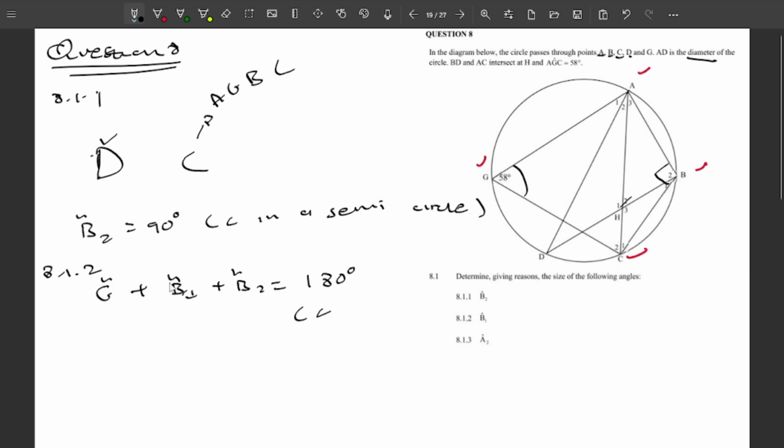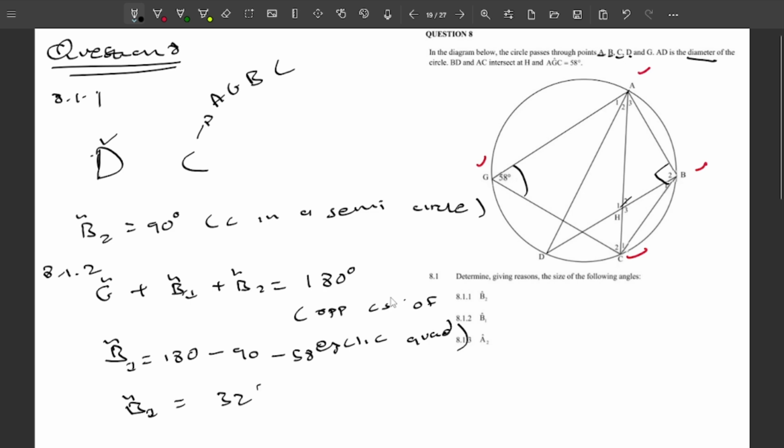The reason is opposite angles of a cyclic quad. I know my handwriting is so bad. Then we're going to say angle B1 is equal to 180 degrees minus 90 minus 58 degrees, and angle B1 should be 32 degrees.